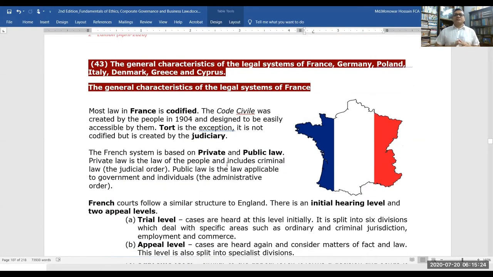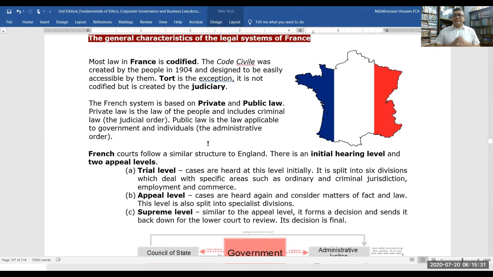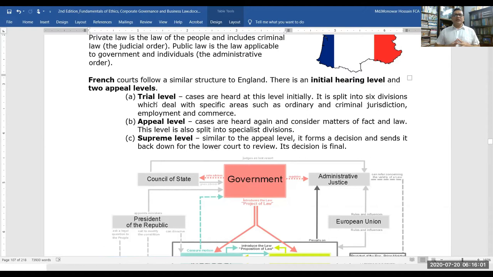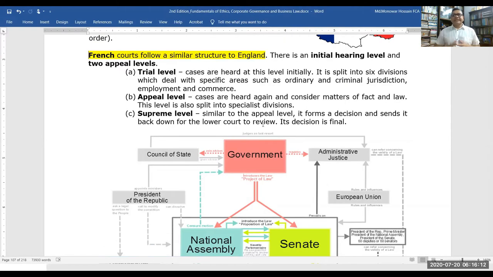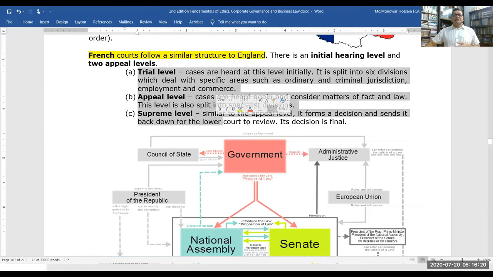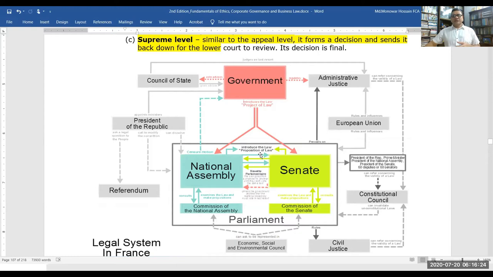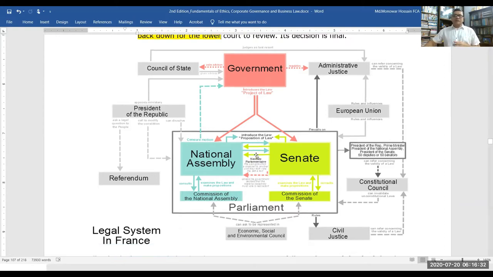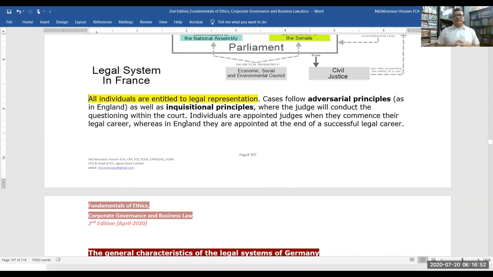Now, the general characteristics of the legal system of France. Most law in France is codified. The Code Civil was created for the people in 1804 and designed to be easily accessible to them. Case law is the exception; it is not codified, but is created by the judiciary. In France, courts follow a structure similar to England: there is an initial hearing level and two appeal levels, that is, trial level, appeal level, and supreme level. So this is the structure, and download this sheet from my Google Drive and read it thoroughly. All individuals are entitled to legal representation.